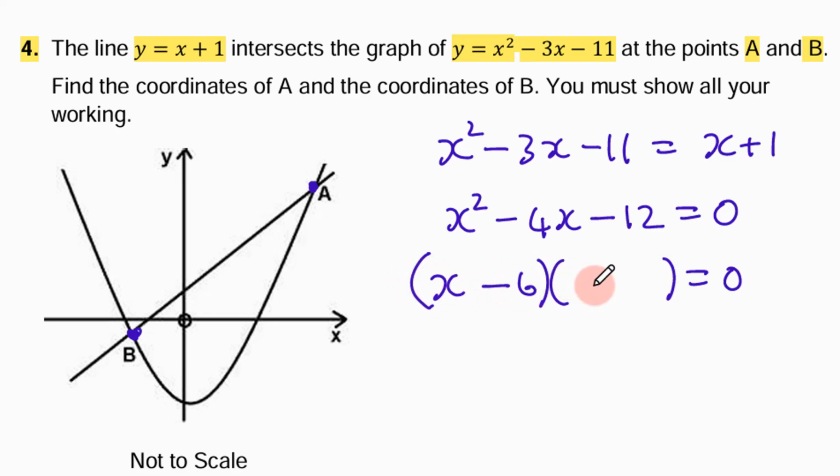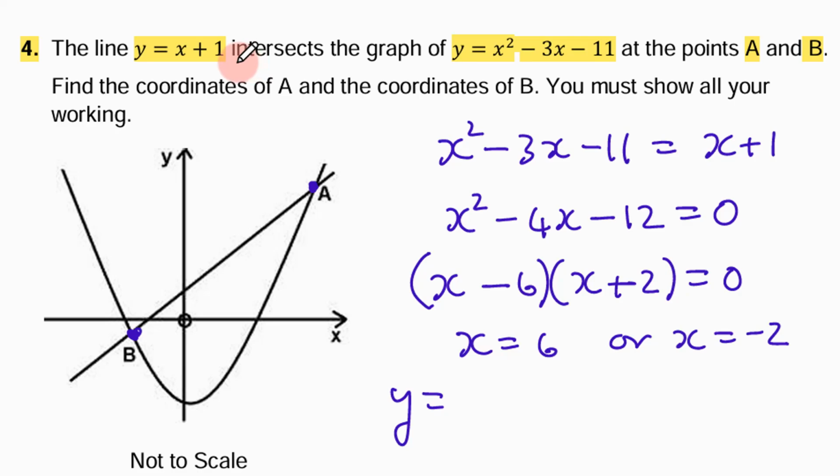So x minus 6 and x plus 2. So solving for x here, we find that x is equal to 6, or x is negative 2. Now we can find the corresponding y values by plugging these 2 points back in to the linear equation. So when x is 6, y will equal x plus 1, so 6 plus 1, which is 7.